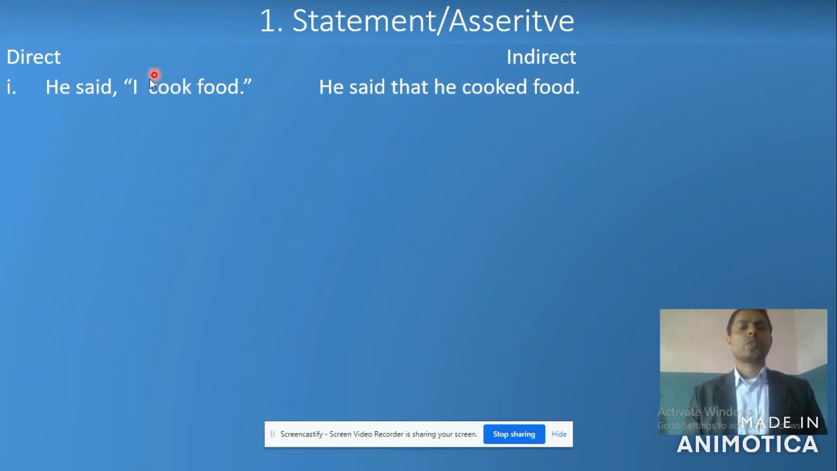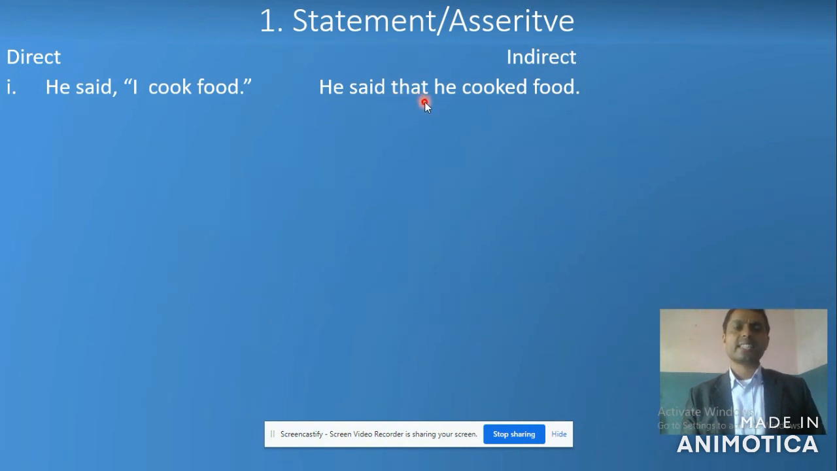I cook food. Now you have to identify its tense, right? This is verb one or base form of the verb, so this is simple present tense. What structure do we have to apply, or what tense are you going to use in indirect speech? You have to notice from this example sentence given here. He said that. He remains the same, said remains the same here. To remove this comma, we have to use here that, this is the connective.